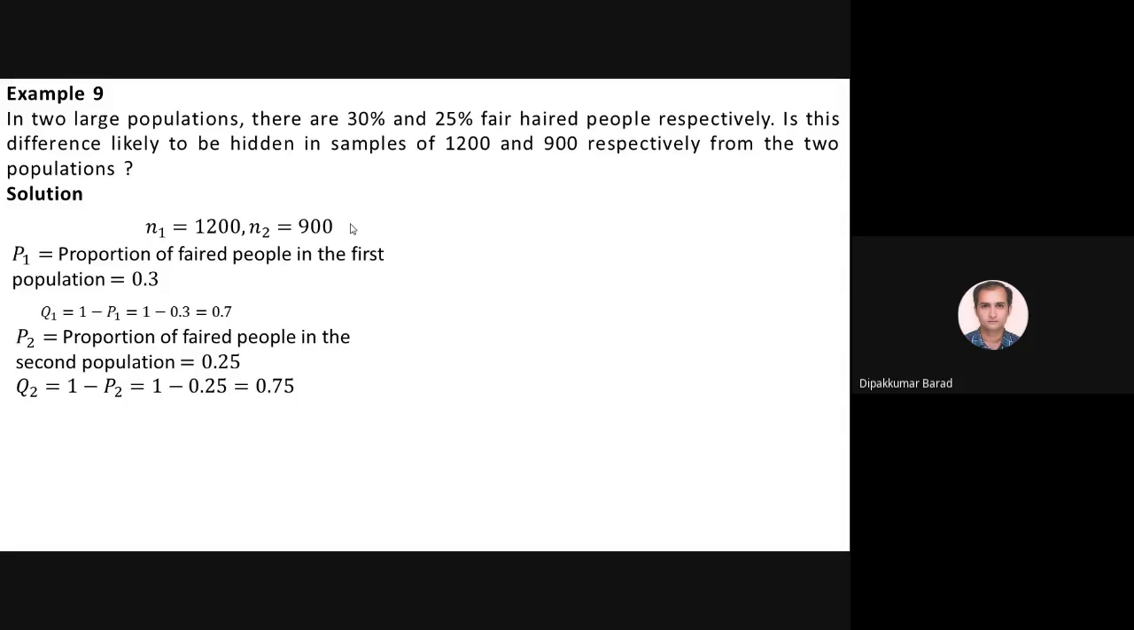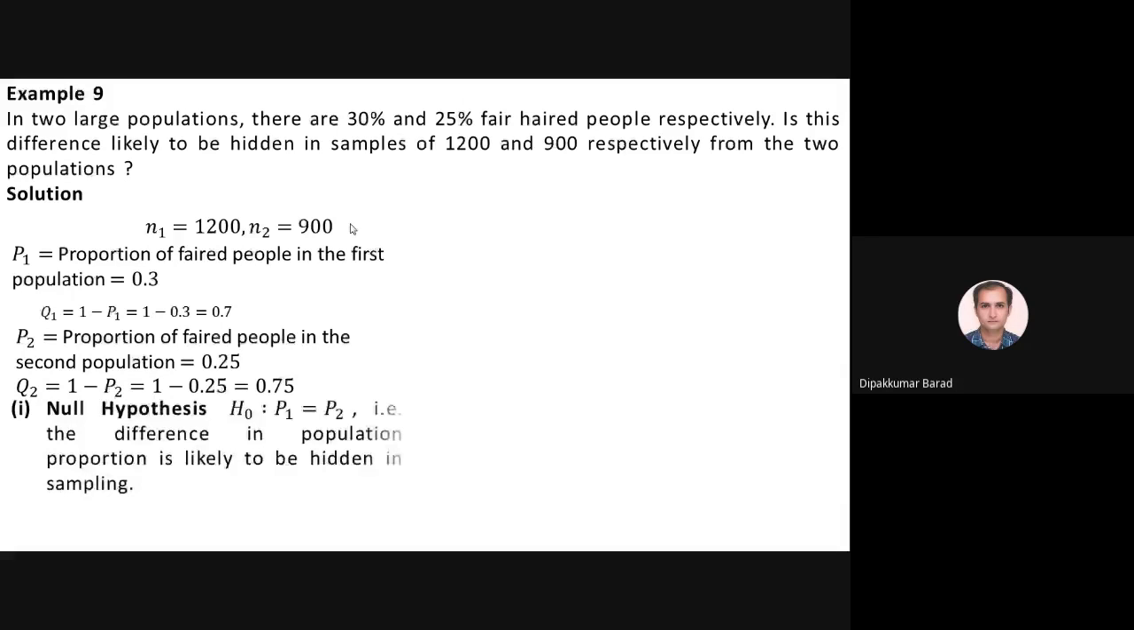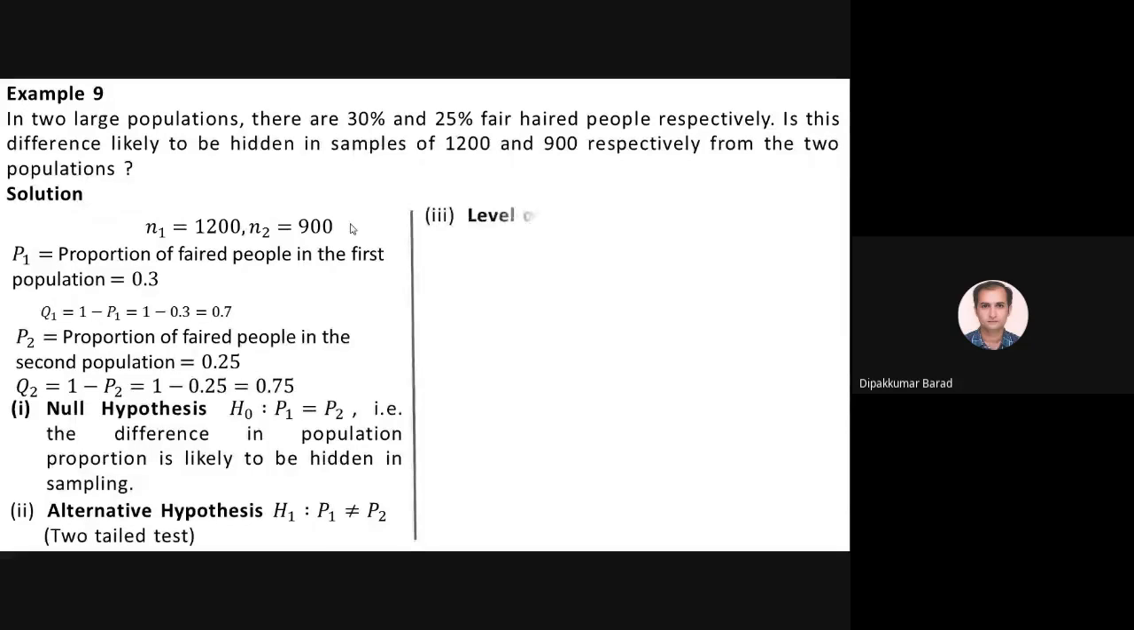to calculate the test statistic. Now the null hypothesis which we set is P1 equal to P2. That is, the difference in the population proportions is likely to be hidden in sampling. So this is our null hypothesis, P1 equal to P2. What can we say about the alternative? That is P1 not equal to P2. It means the difference in population proportions is not likely to be hidden in sampling. Level of significance alpha is equal to 0.05.